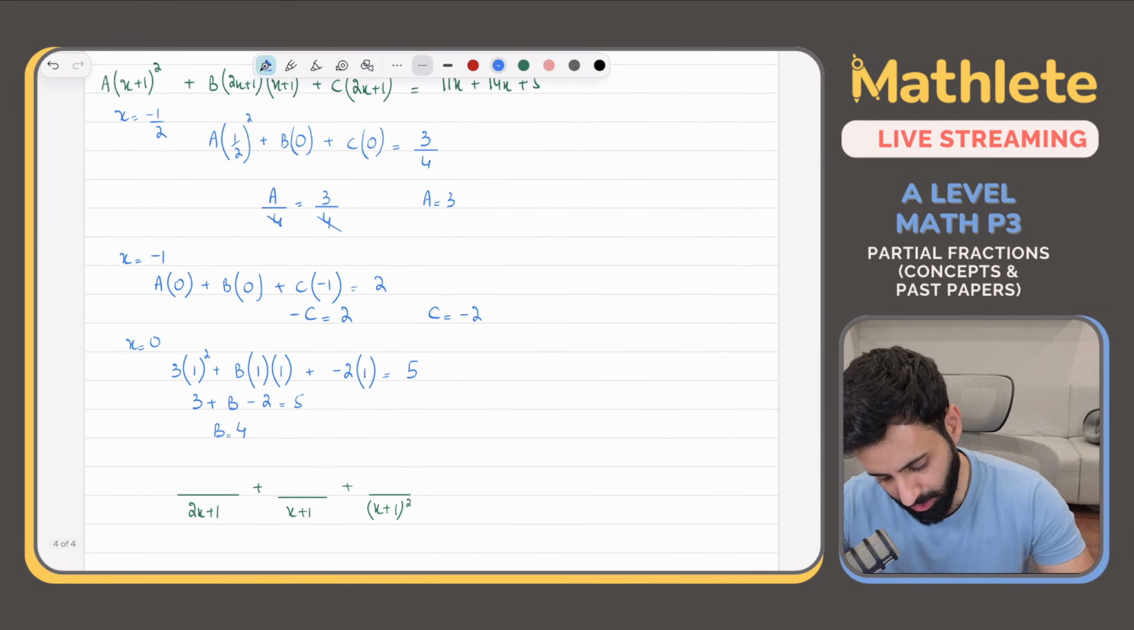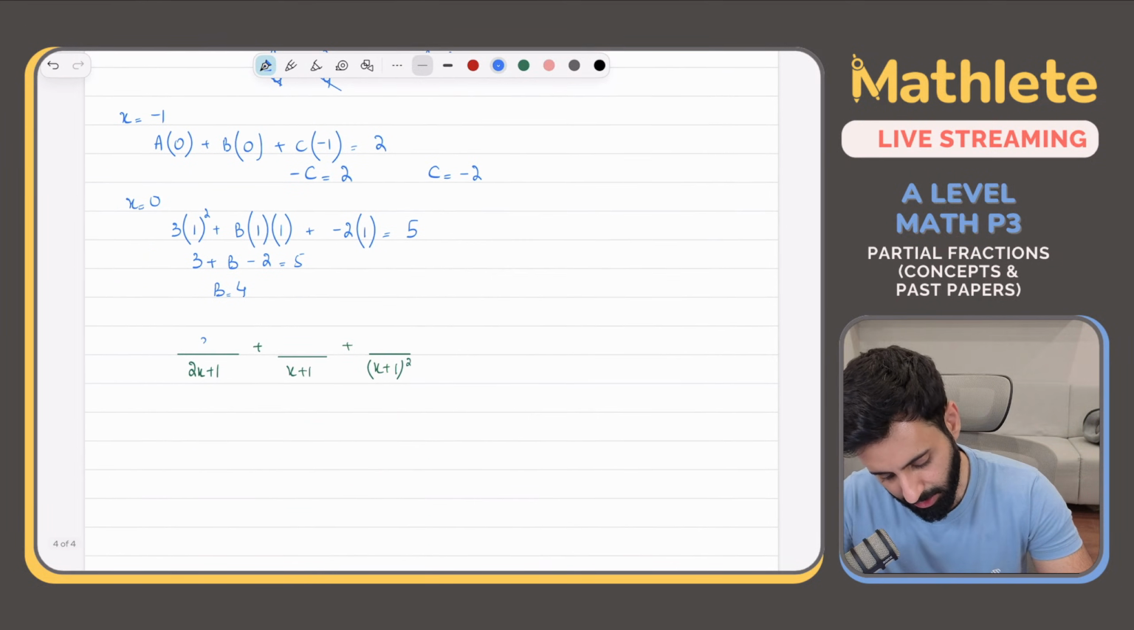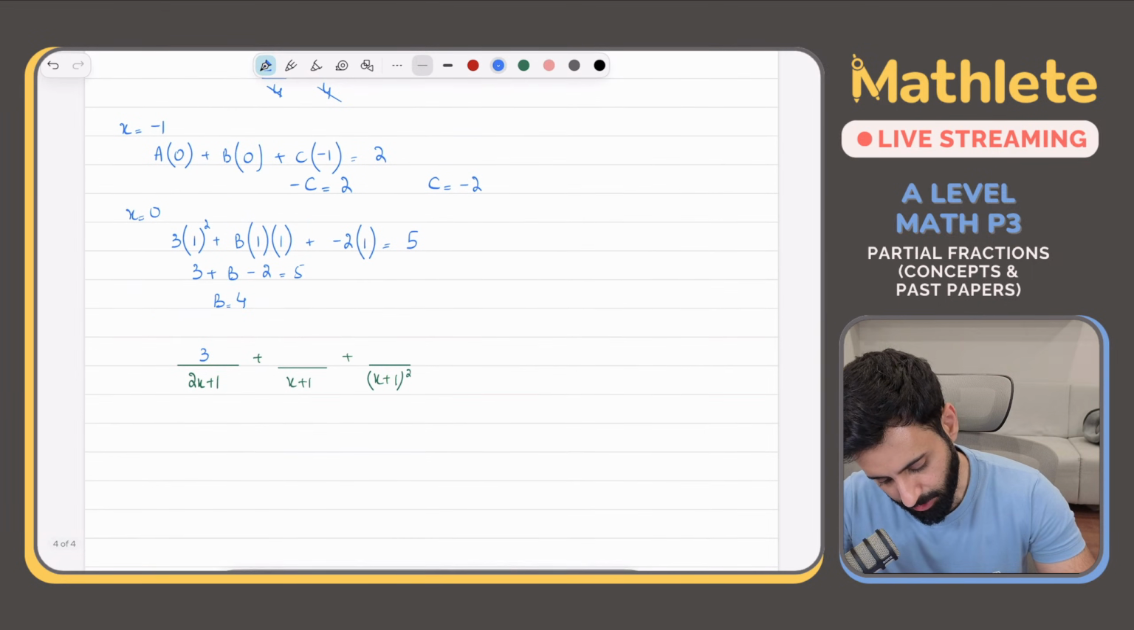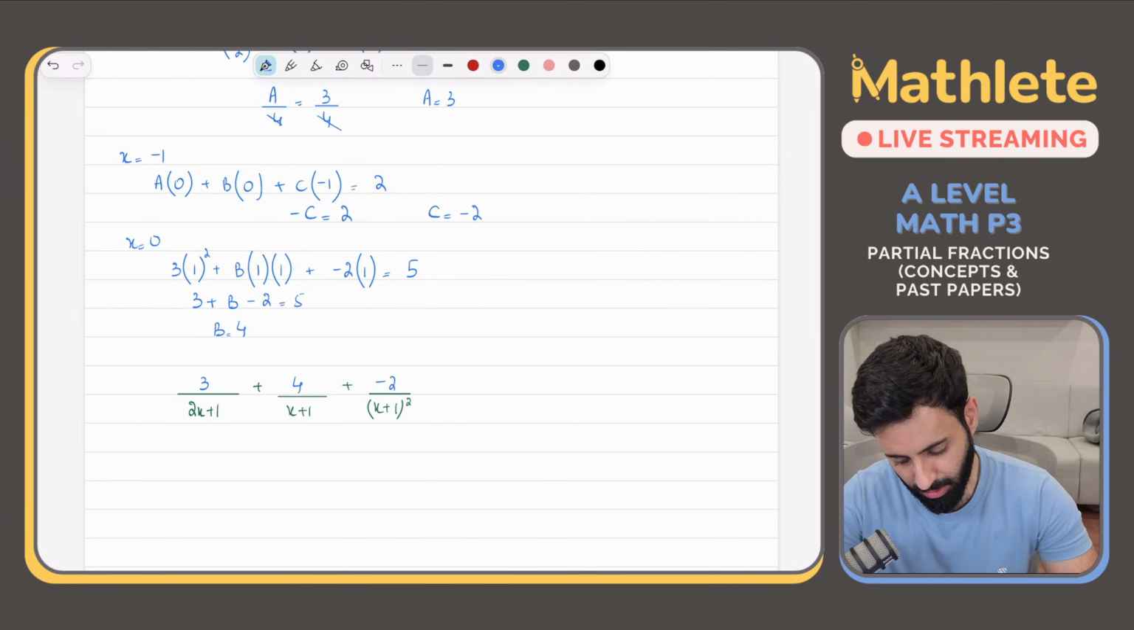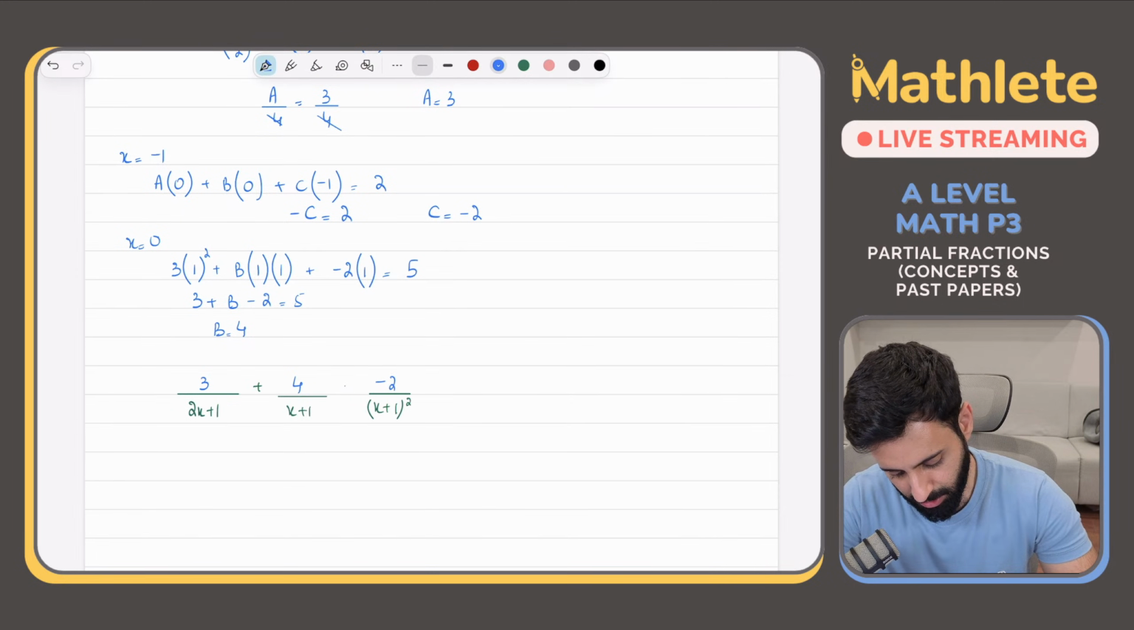What is A? A is 3. So let's replace A with 3. What is B? B is 4. So let's replace B with 4. What is C? C is minus 2. So let's replace C with minus 2. There you go. That's the answer.